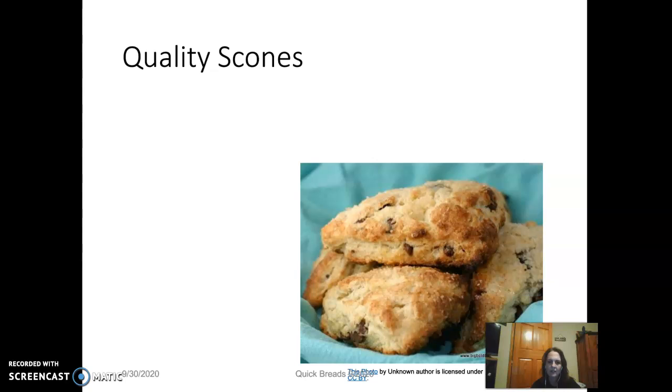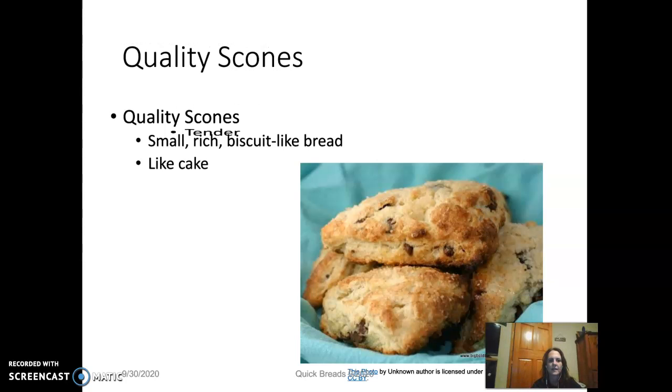Quality scones are an example here. So we have kind of a crust on the outside. The inside is much like that of a muffin, but the outside is more of a crust. So those are examples of quality scones.